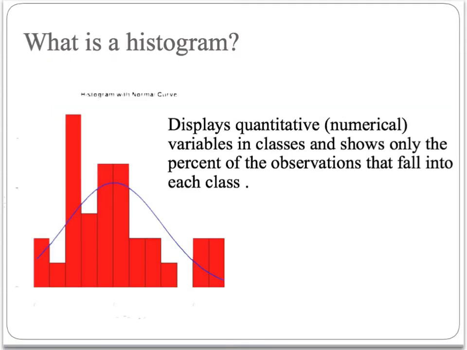Just a reminder here of the definition of what a histogram is. It displays numerical variables in classes and shows only the percent of the observations that fall into each class, or it could be the count of observations also, as we're going to see. And the only time that a histogram has a space in between is if a class is empty, meaning there is no count there or no percentage of things represented within that class.